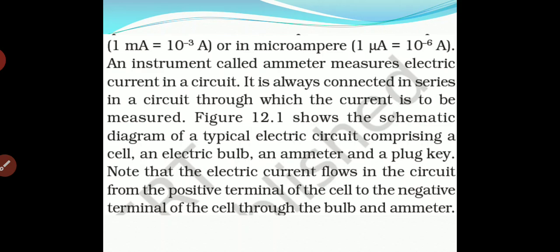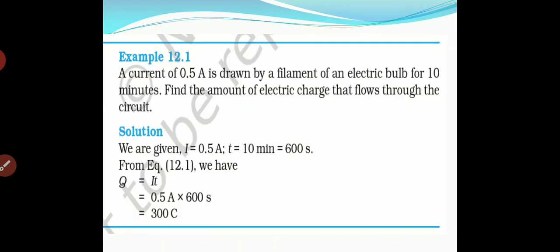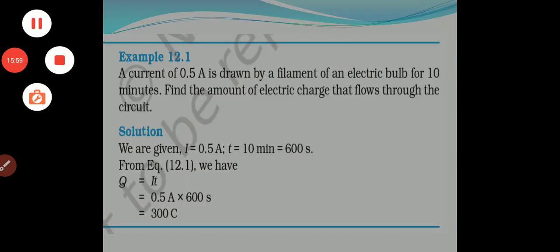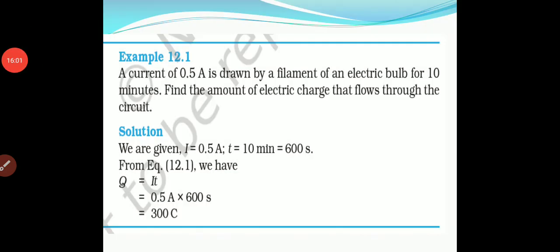And at last you can see there is a key, which will connect the whole circuit. If the key is off, at that time current cannot flow, or charge cannot flow through the circuit. Now example 12.1: a current of 0.5 ampere is given, which is I equal to 0.5 ampere.